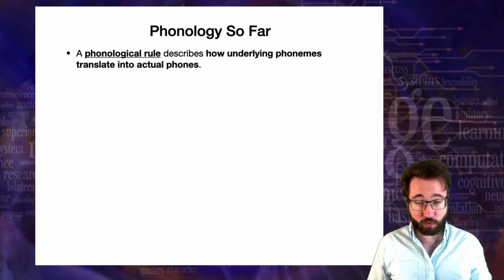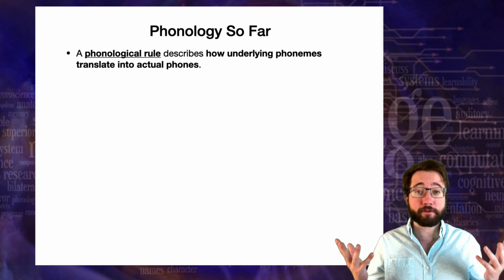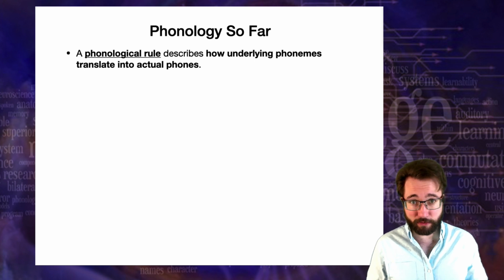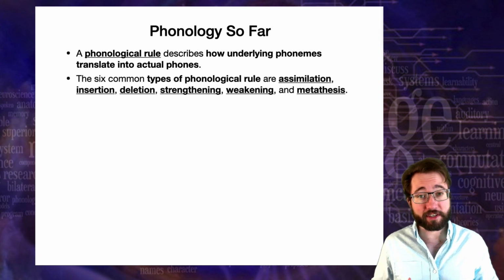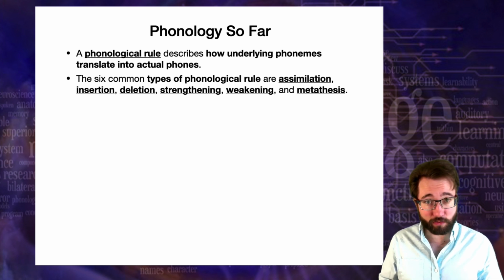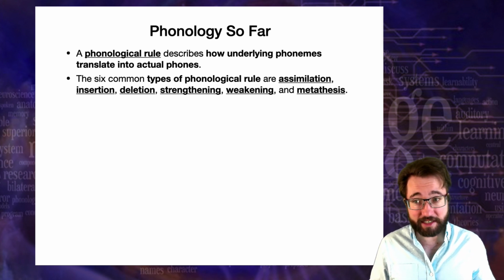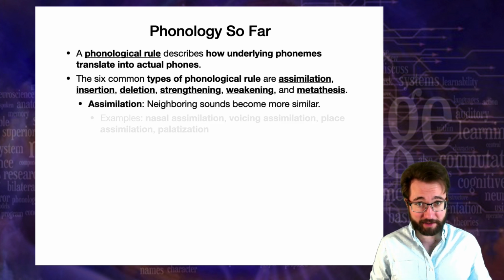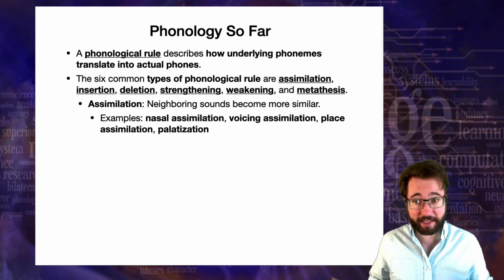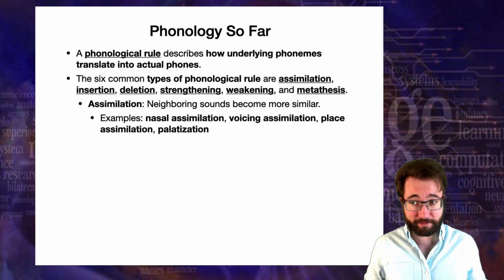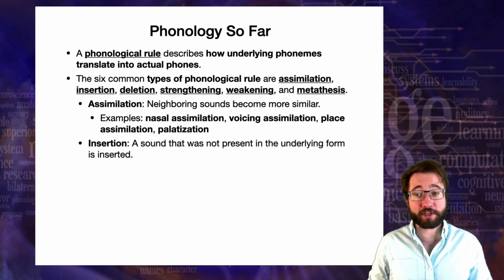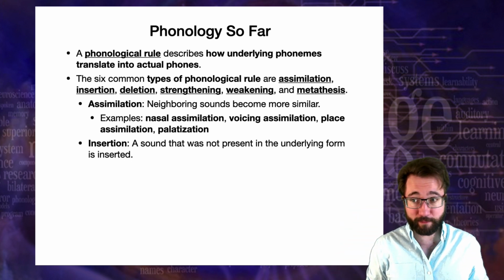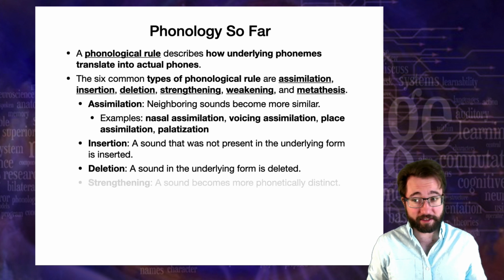We talked about phonological rules. Phonological rules are a way of writing down, a way of scientifically describing how underlying phonemes translate into the actual phones that you hear and produce. And we saw that the 6 common kinds of phonological rules are assimilation, insertion, deletion, strengthening, weakening, metathesis. Assimilation is when two neighboring sounds become similar to each other. Examples being stuff like nasal assimilation, voicing assimilation, and so on. Insertion is when a sound which is not present in the underlying phonemic form gets inserted into the surface phonetic form. Deletion is when an underlying sound is deleted.